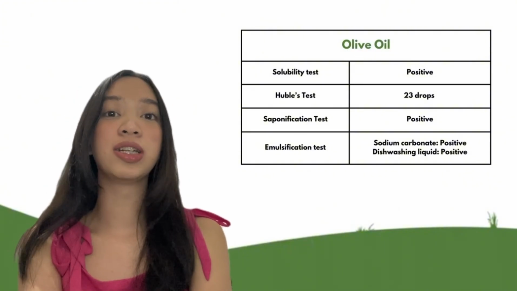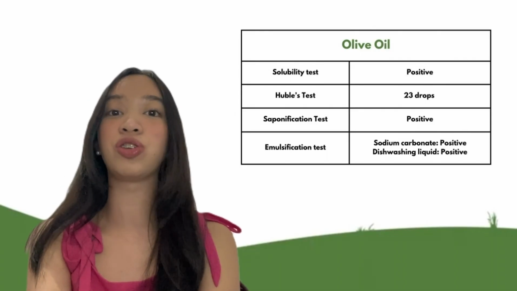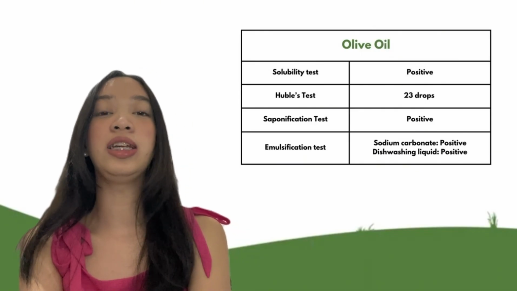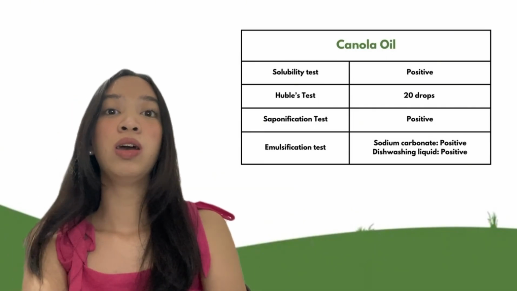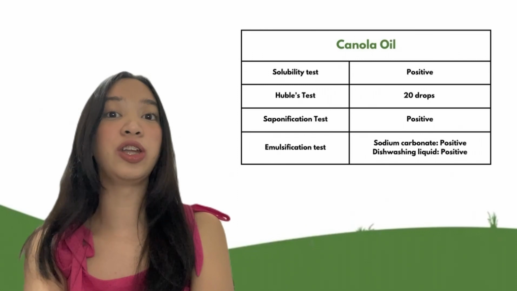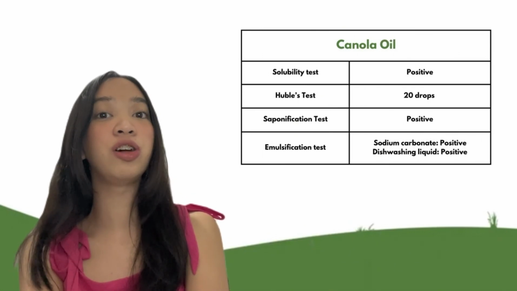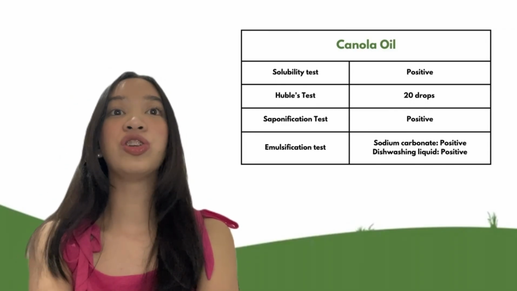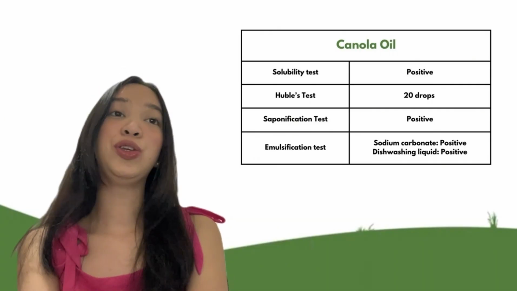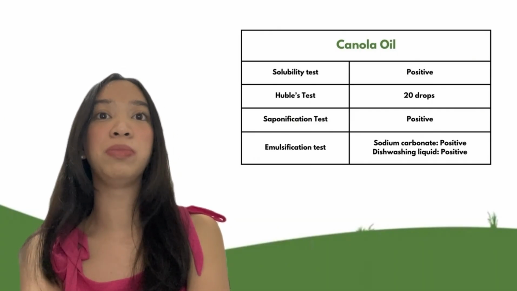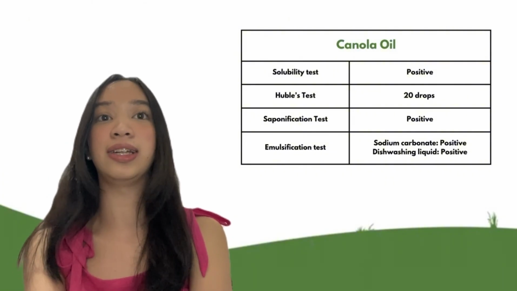Lastly, it tested positive for the emulsification test both under sodium carbonate and dishwashing liquid, indicating that these are effective emulsifying agents for olive oil. Moving on to the next sample, which is the canola oil, it was observed to be soluble in nonpolar and insoluble in polar solvents, which is in line with the expected result since it is a lipid. Meanwhile, in Wijs test, it took 20 drops before the color turned pink since it is an unsaturated fatty acid.